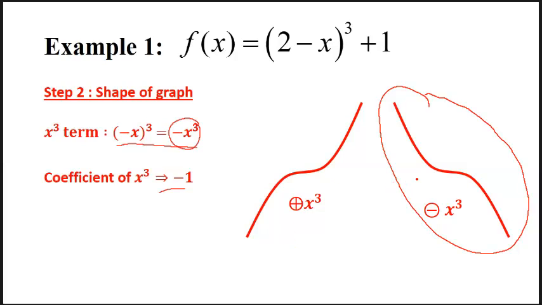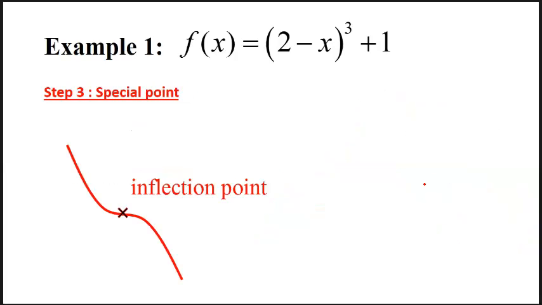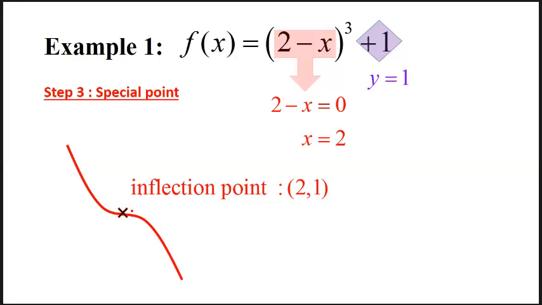Next, we can quickly go to step 3 to determine the important point, the inflection point. How do we obtain the coordinates of this point? For the x coordinate, we refer to the bracket part, 2 minus x, and let it equal to 0, so we have x equals 2. The y coordinate refers to the 1 there, so y equals 1. So the answer for the inflection point is (2, 1).